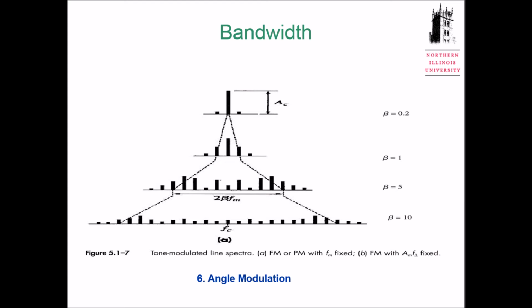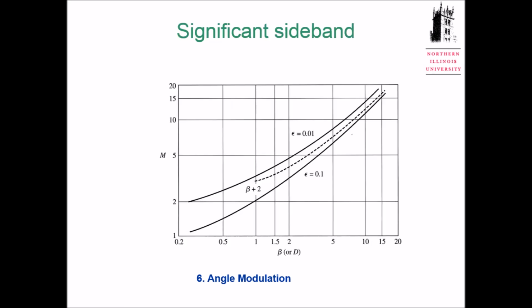So we'll discuss two important things later. One is how we can find the bandwidth associated with different beta. Second, the power allocation for each sideband. Okay, we leave it for later.